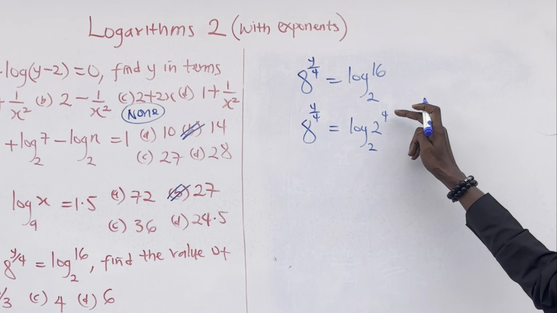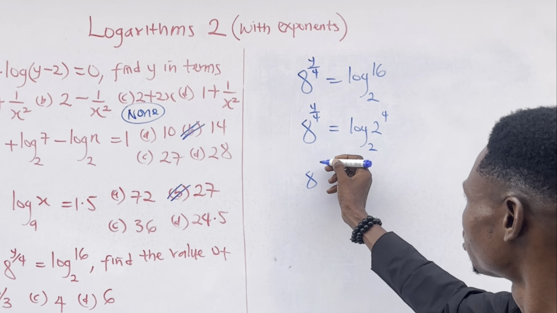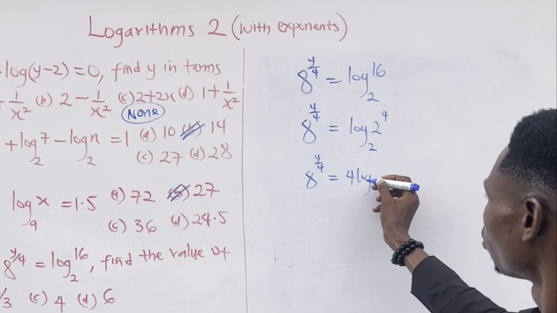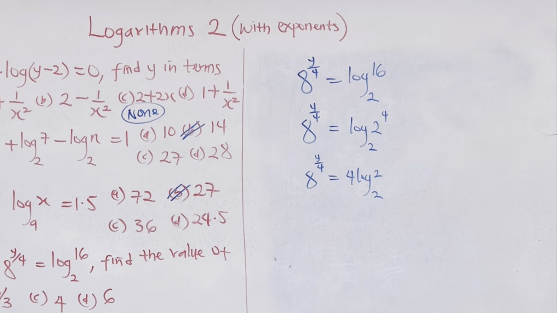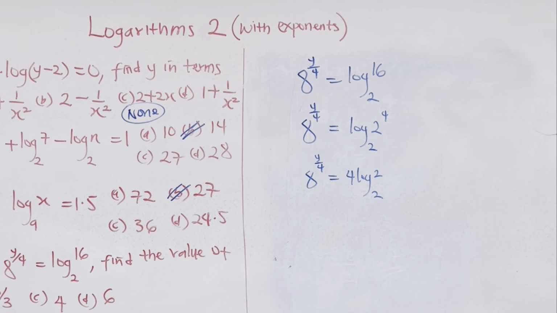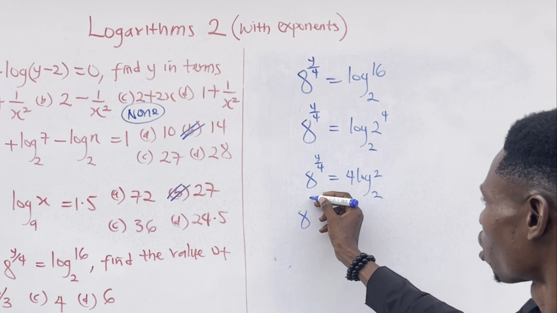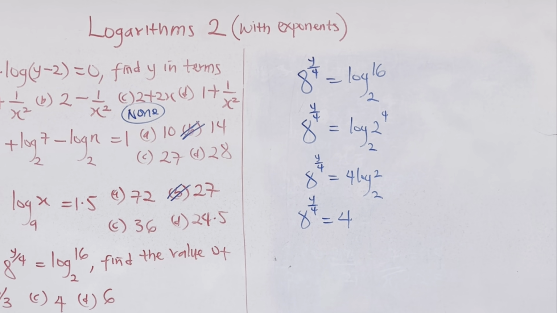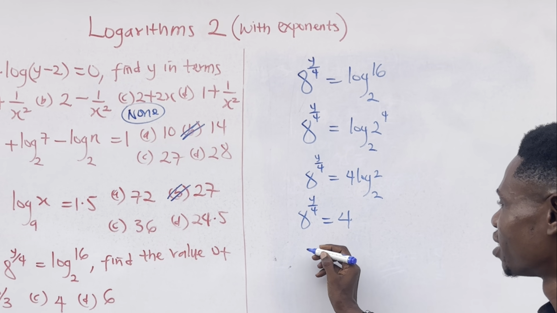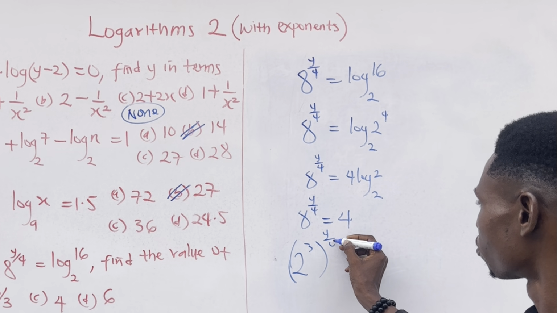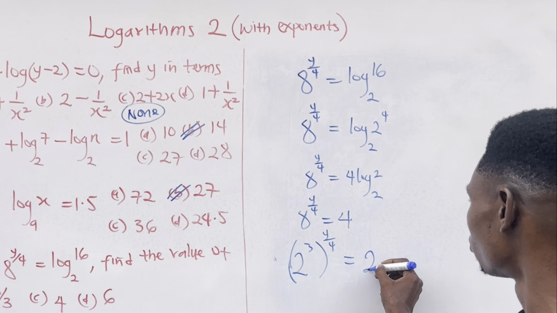So we can bring the 4 down. We'll have 8 raised to the power y over 4 equals 4 log 2 base 2. Remember that if the argument and base are the same for any logarithm, the answer is 1. So 4 multiplied by 1 is 4. So we have 8 raised to the power y over 4 equal to 4. Now 2 raised to the power 3 is 8, and 4 is 2 raised to the power 2.